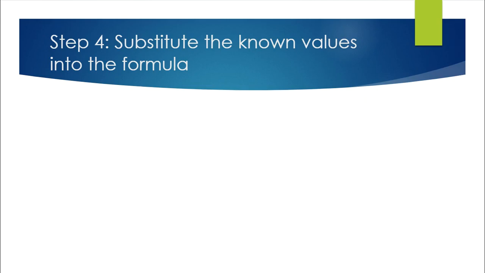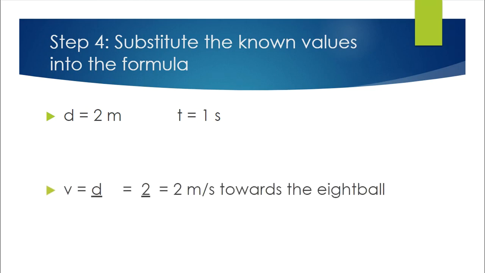Okay. At this point, now that we have all of our information, and we know what formula we're going to use, we need to substitute the known values. And so we have our known values. 2 meters is our distance. 1 second is our time. And so we're going to plug them in.